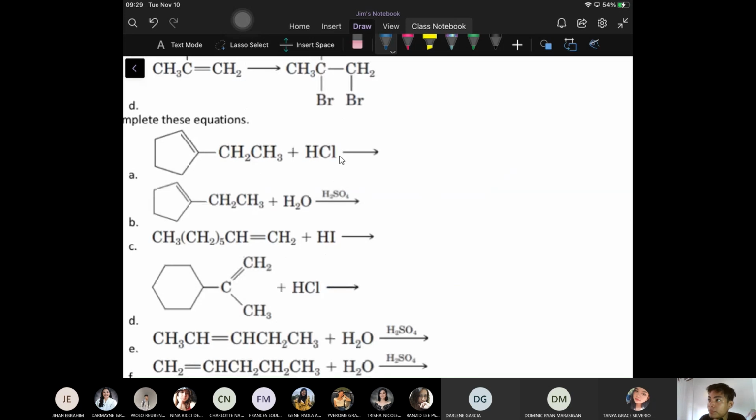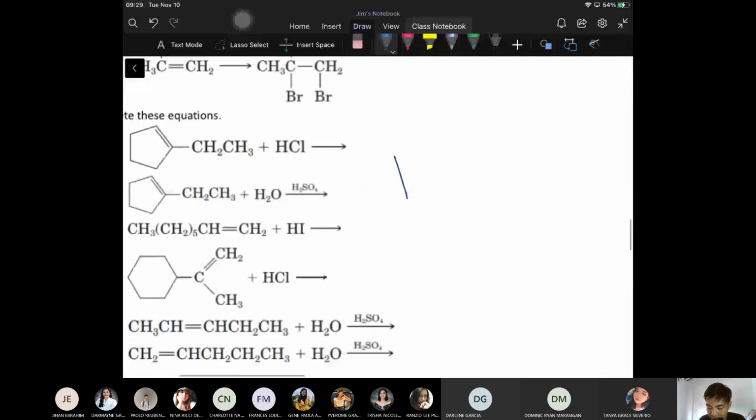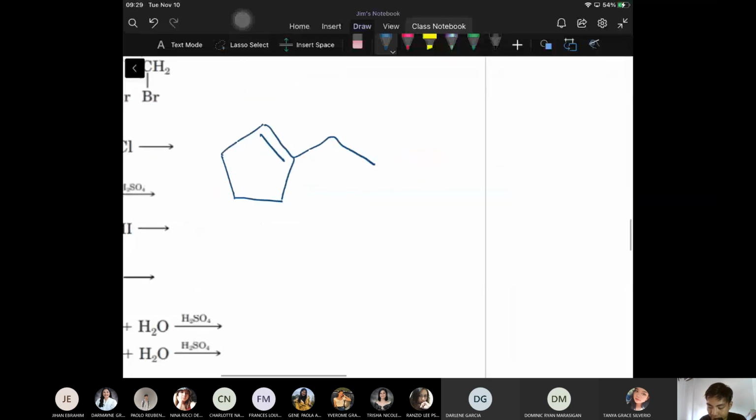So, let's have this one. Letter A. Lakihan ko na lang yung drawing. So, this is the hydrohalogenation. Dito yung double bond. Ito yung carbon na isa. Ito yung carbon na isa. Saan mapupunta yung H? A or B? 1, 2, 3, 4, 5 sa A. Okay? So, sa A yung sagot.